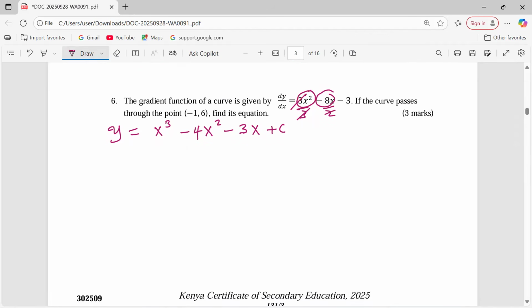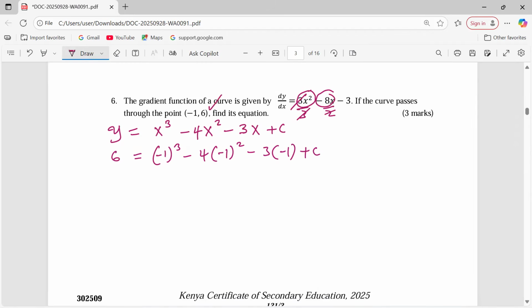And with the arbitrary constant of integration, we can now use the provided information so that we may find the exact value of the constant. If there is a coordinate where the curve passes, then it means when x is equal to 1, according to the coordinate here, when x equals 1, the corresponding value of y is 6. And so when we substitute here, we shall get the constant c. So y equals 6, x is -1, power 3 minus 4, -1 squared minus 3, -1 plus c.